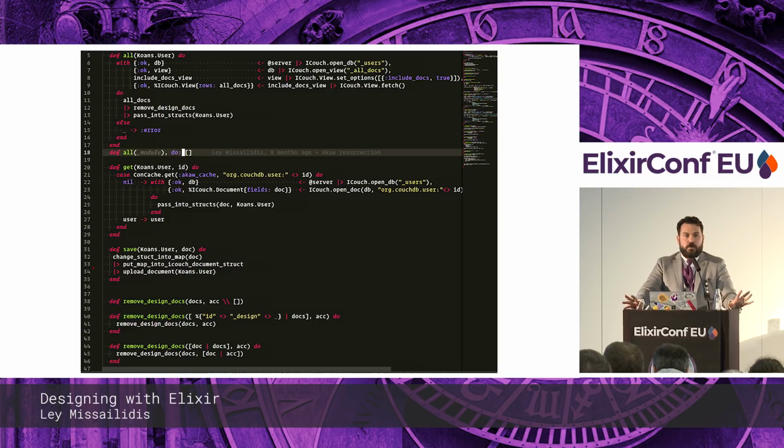In a well-designed module, they would be hidden away because it's pure implementation. There's no reason I would ever remove a design doc other than inside this module.